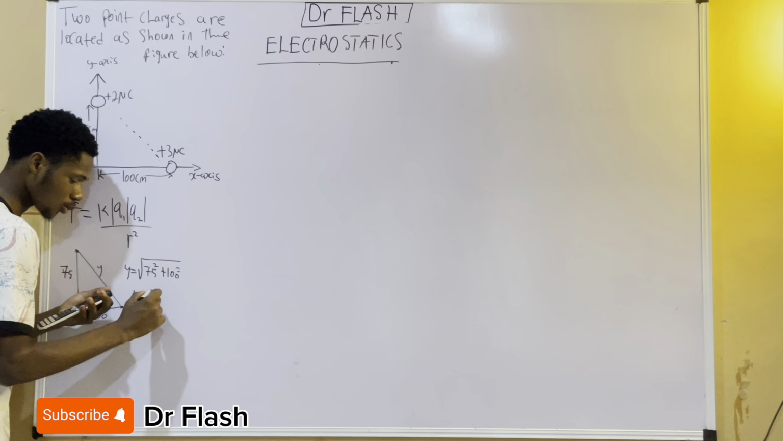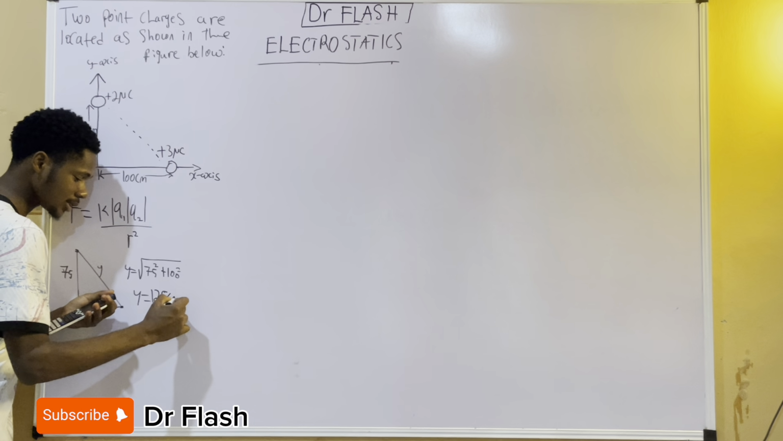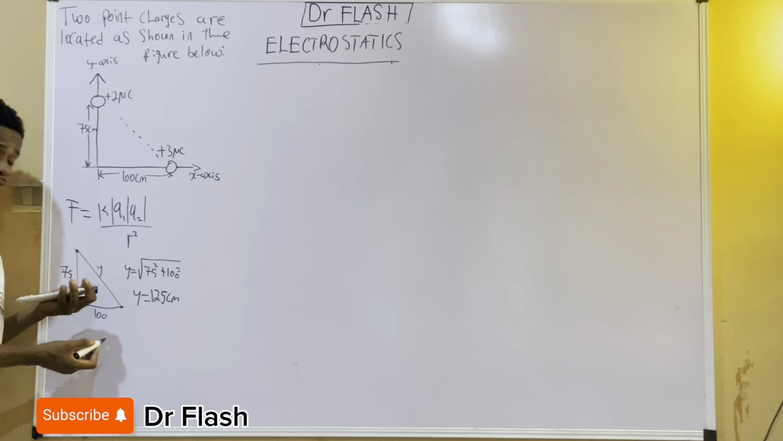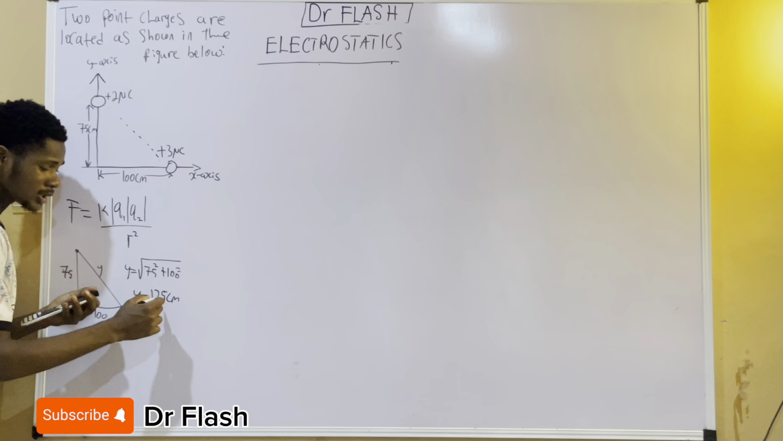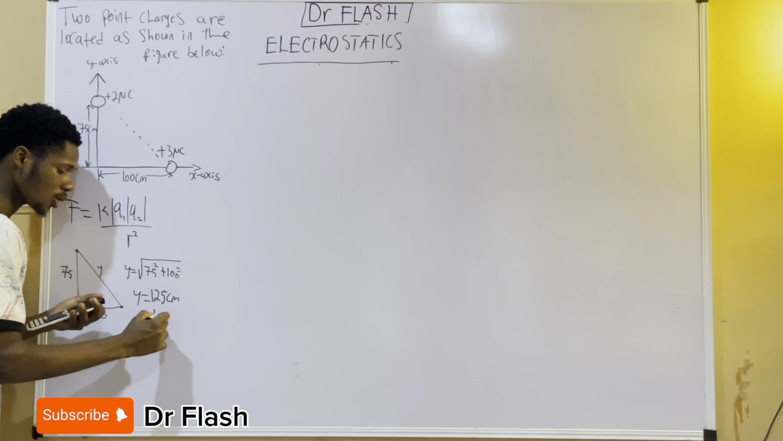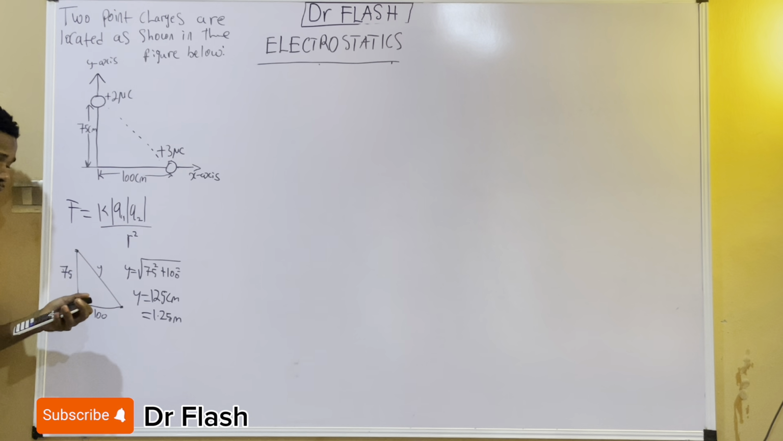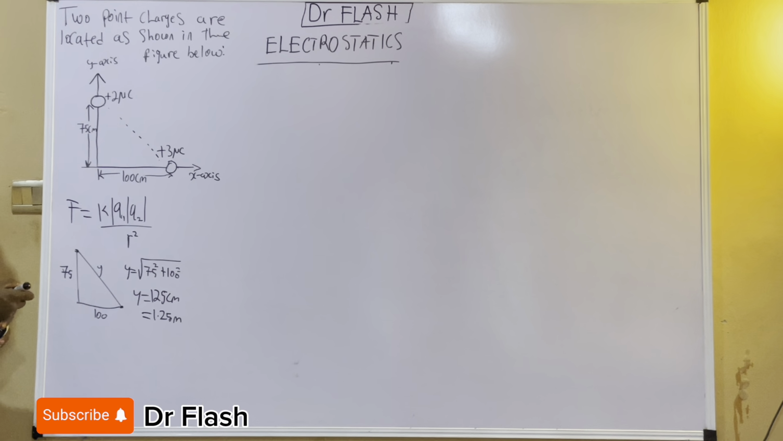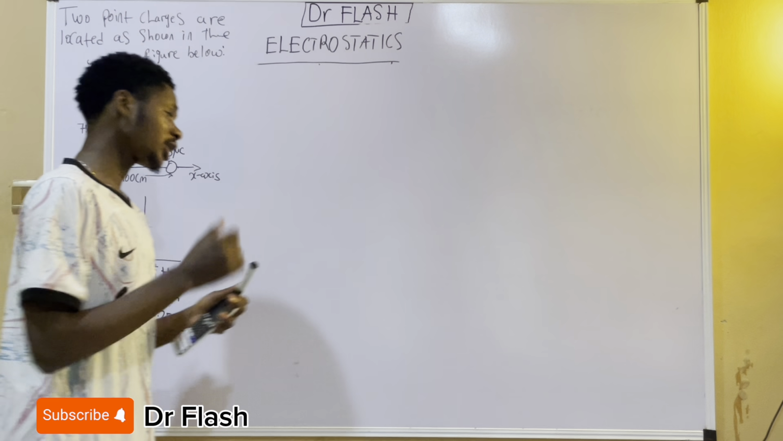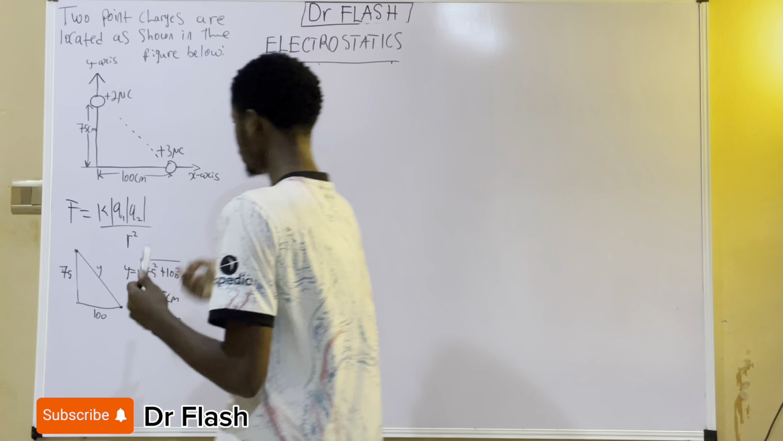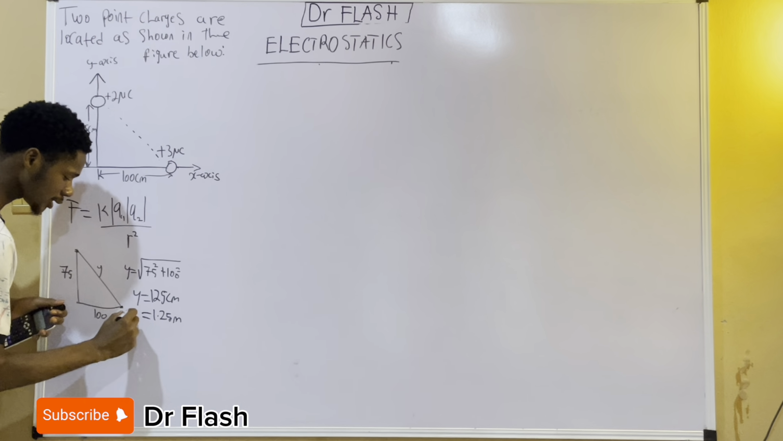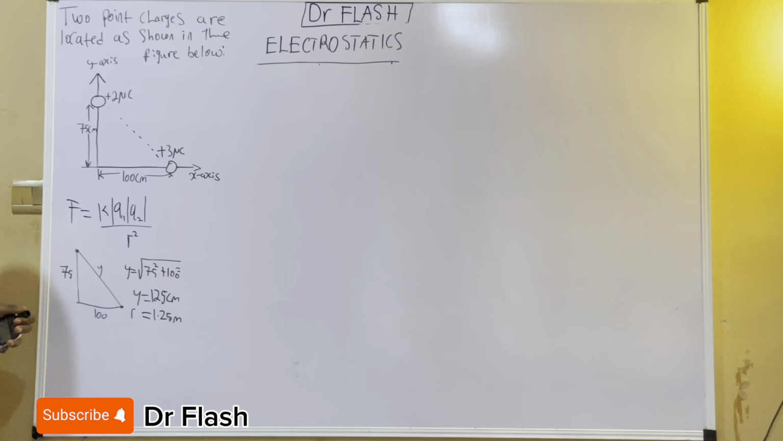Remember, we have to work with meters, so putting it in meters, divided by 100, that will give you 1.25 meters. So the distance between the 2 microcoulomb and the 3 microcoulomb charge is 1.25 meters. We succeeded in getting the value for R. That's quite easy. Now the next thing you want to do is find the force of attraction between these two.